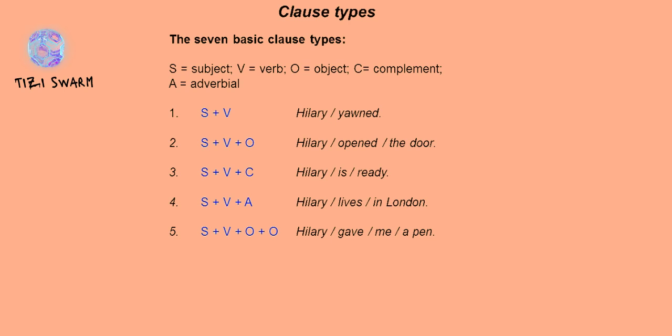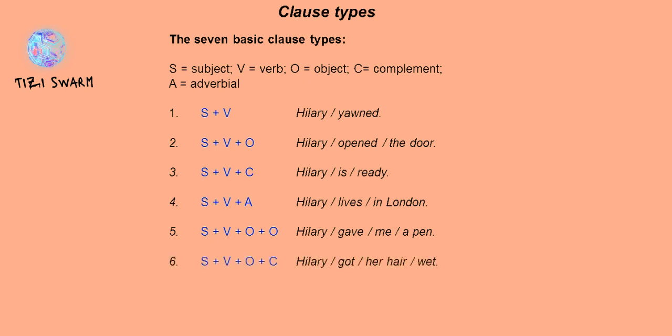We've got 2 objects there. One is me and one is a pen. So we've got direct and indirect objects. A pen is the direct object and me is the indirect object. The way I find it easy to remember is that the direct object is the one that's nearest the subject. So if we physically imagine Hilary with a pen, giving it to me, the pen is the nearest thing to Hilary, the subject. So that's the direct object. I'm one step away, so me is the indirect object.